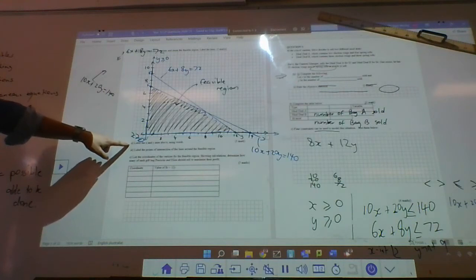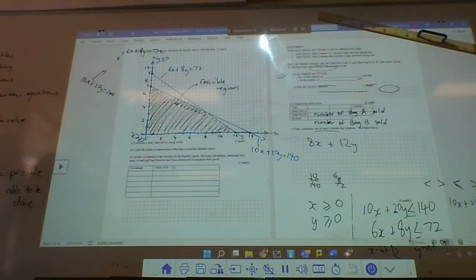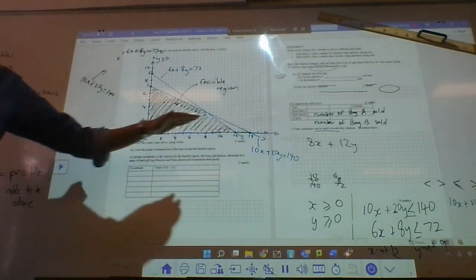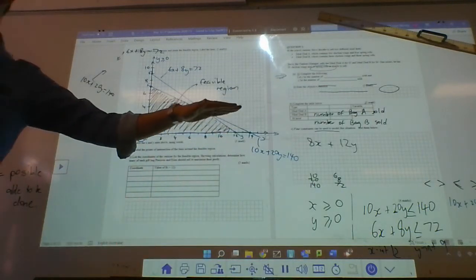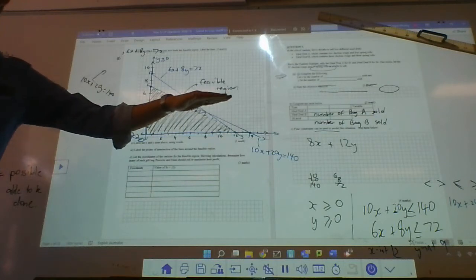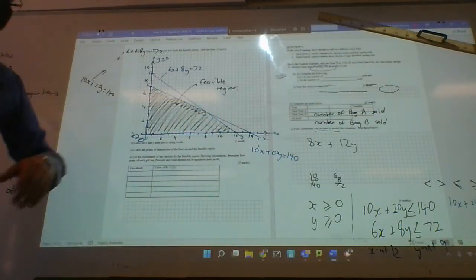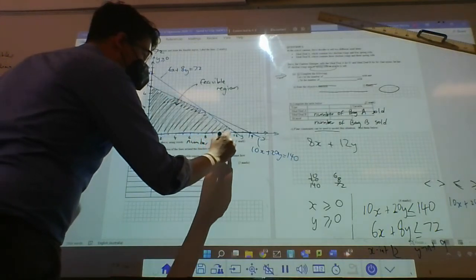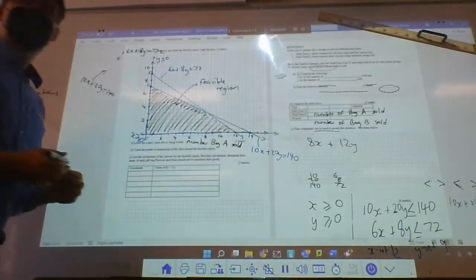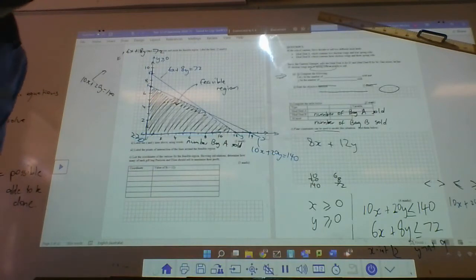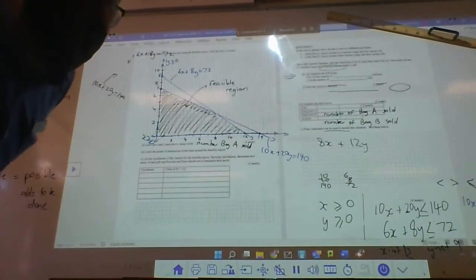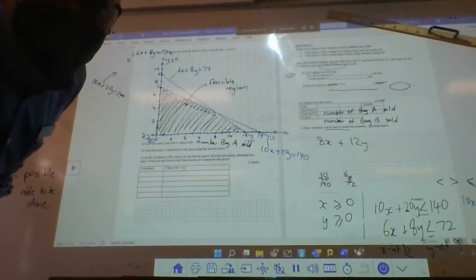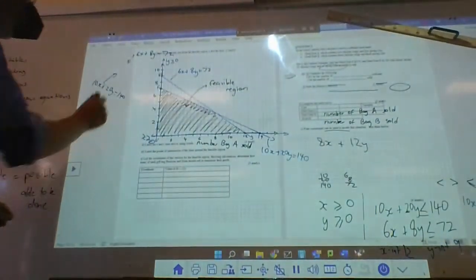Label the x and y axes using words. What does our x-axis represent? Hint, hint, you could go back to your previous page. Number of bag A sold. And our y-axis? Number of bag B sold, good.